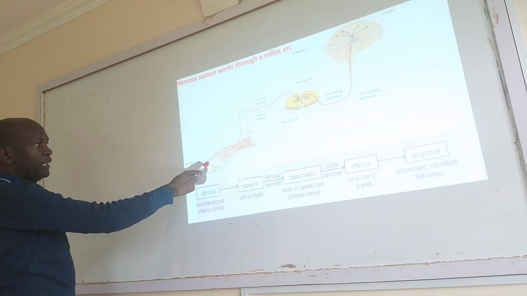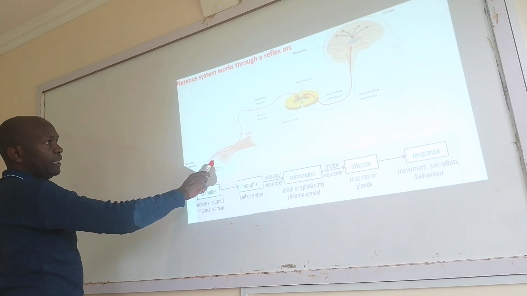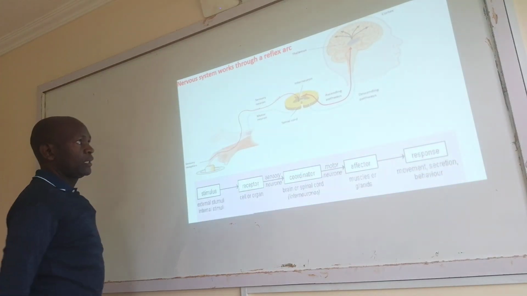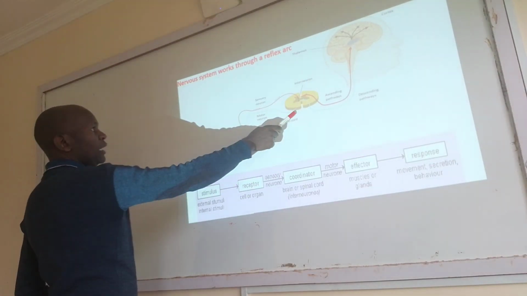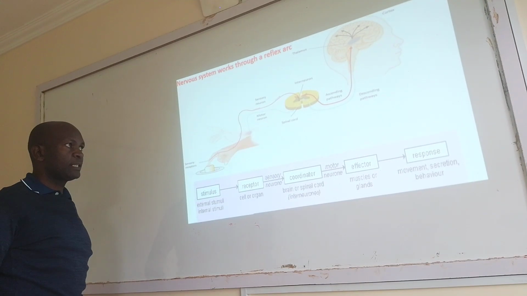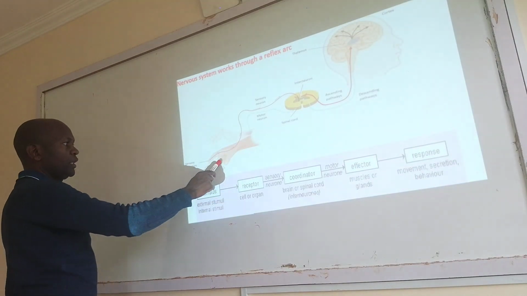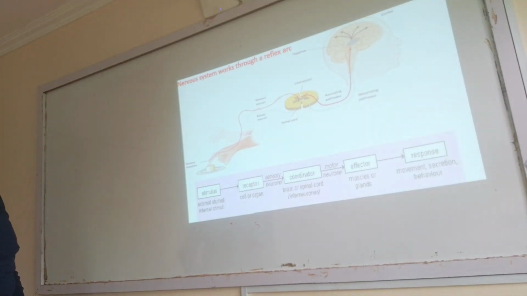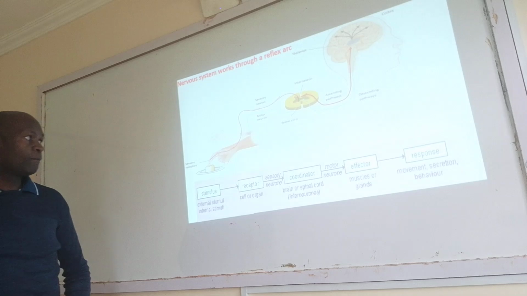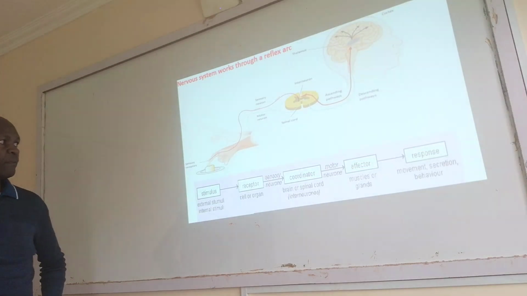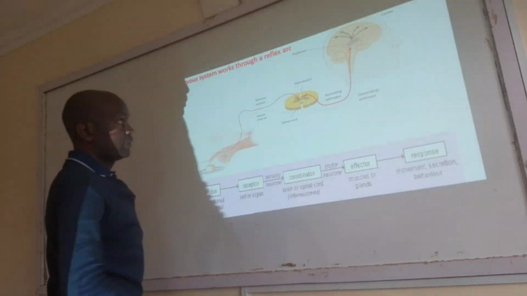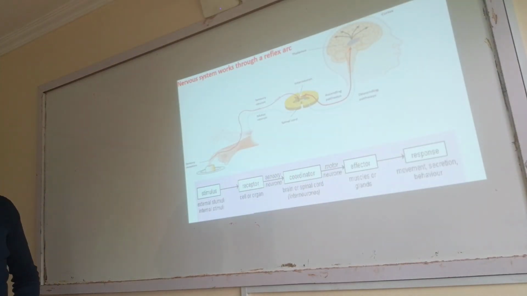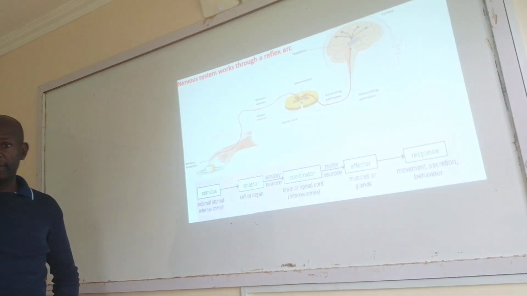There is a prick here. Information is picked and taken to the spinal cord. Before it goes to the brain, a quick reflex is done, and quick information is taken back to the muscles of the finger to remove the finger from the pain, before another information is sent to the brain for further action of what is happening there.